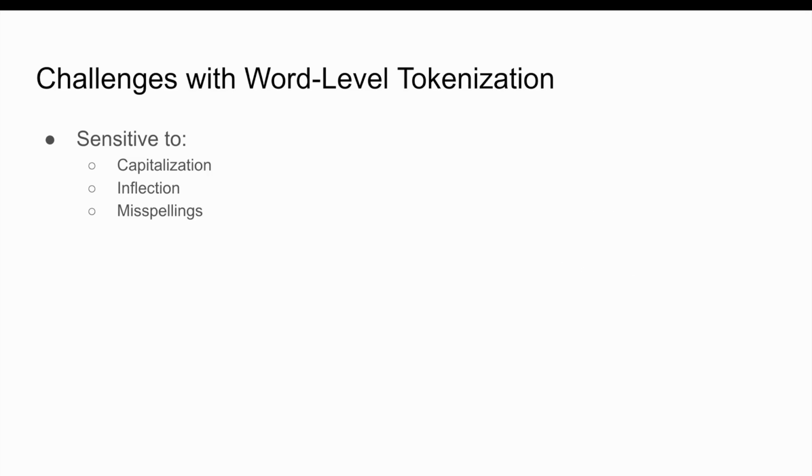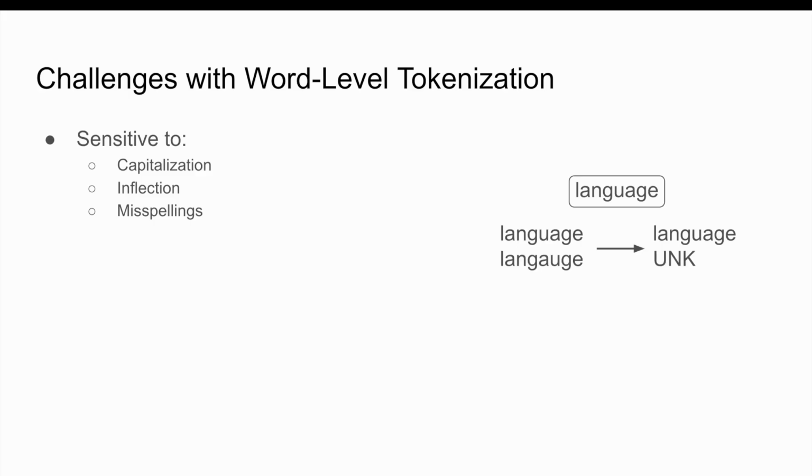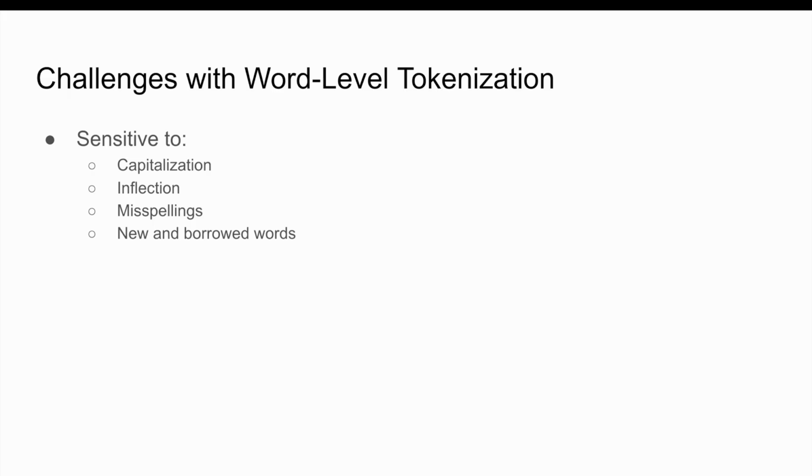Also, this is not going to be robust to misspelling. If you have language in your vocabulary and you spell it langouge, like I often do, that's going to just be UNK. And finally, this is just not going to be able to handle new and borrowed words, so words borrowed from other languages or new words which are always popping up.